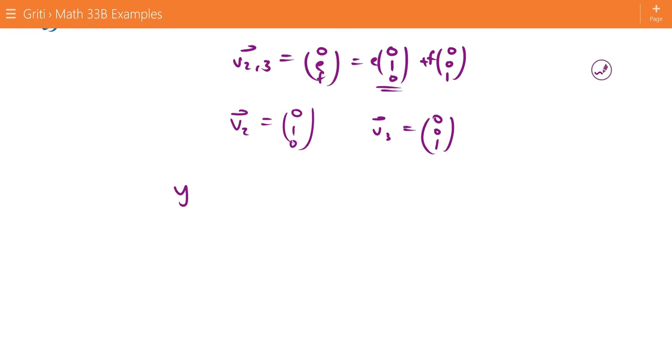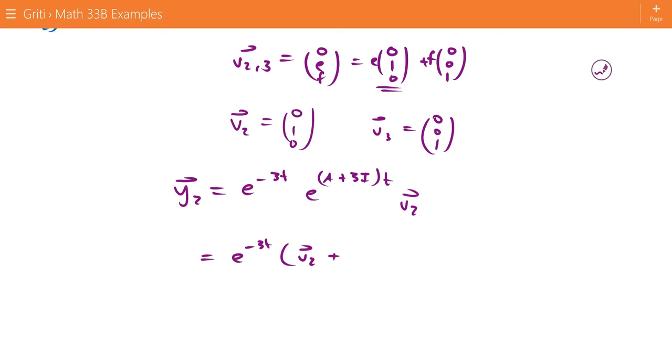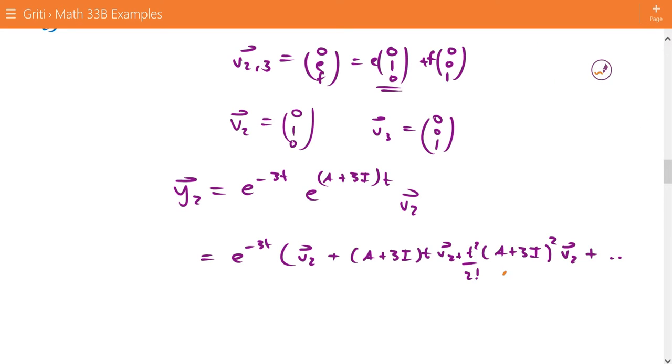So now we can look at y2, which equals e to the negative 3t times e to the (A plus 3i)t times v2. So let's expand this out. This is going to be v2 plus (A plus 3i)t v2 plus (A plus 3i) squared, and we should have a t squared over 2 here, times v2, and so on. But we know v2 is in the null space of A plus 3i. So this will go to 0, and everything else beyond it goes to 0.